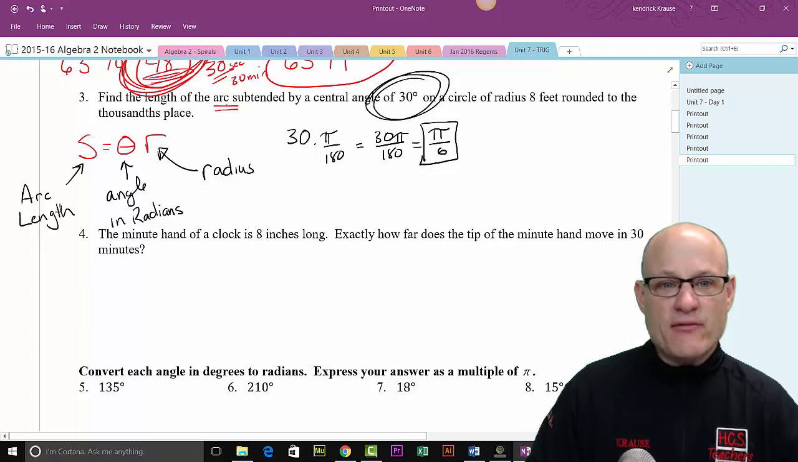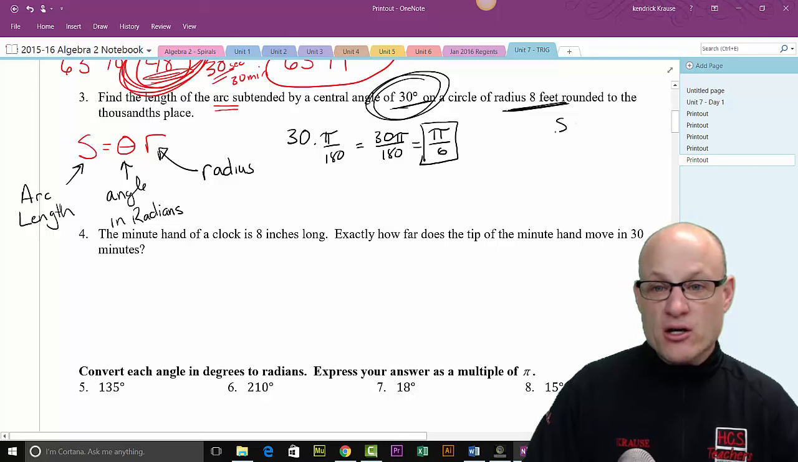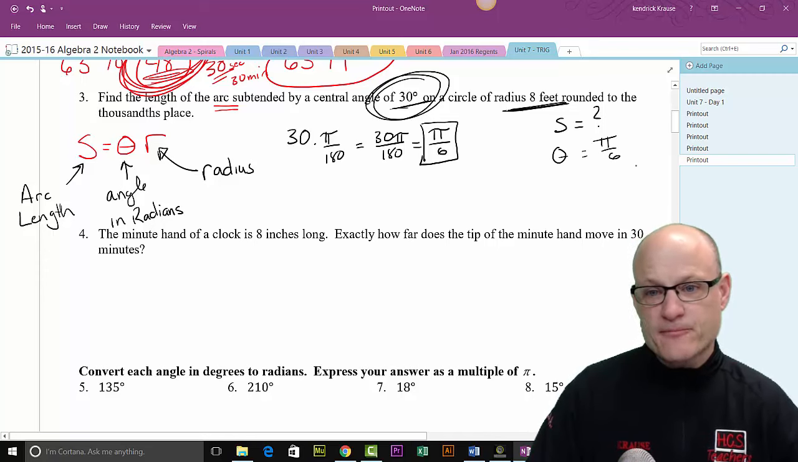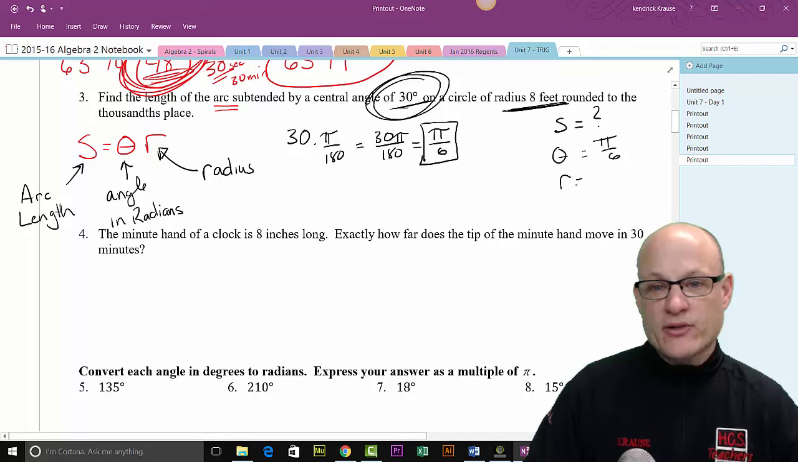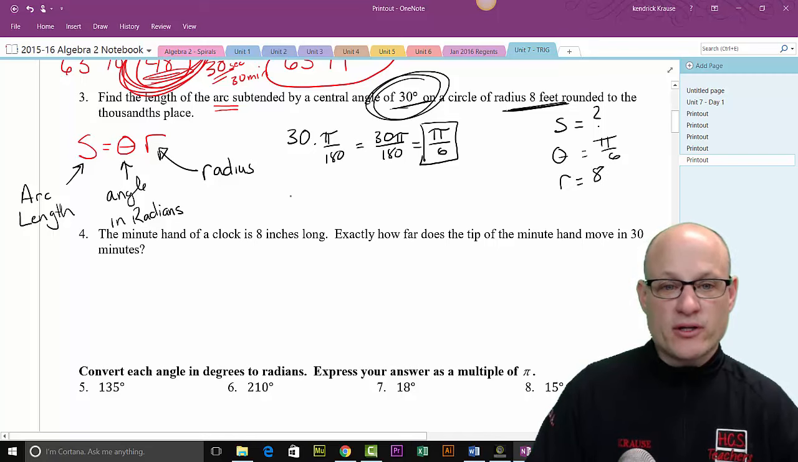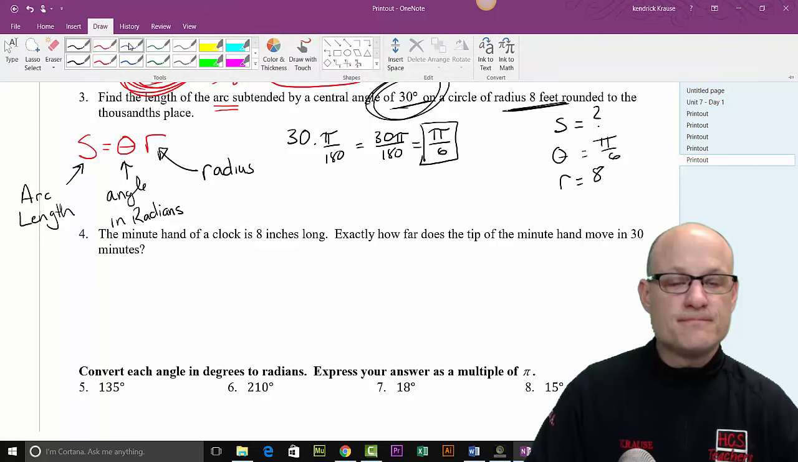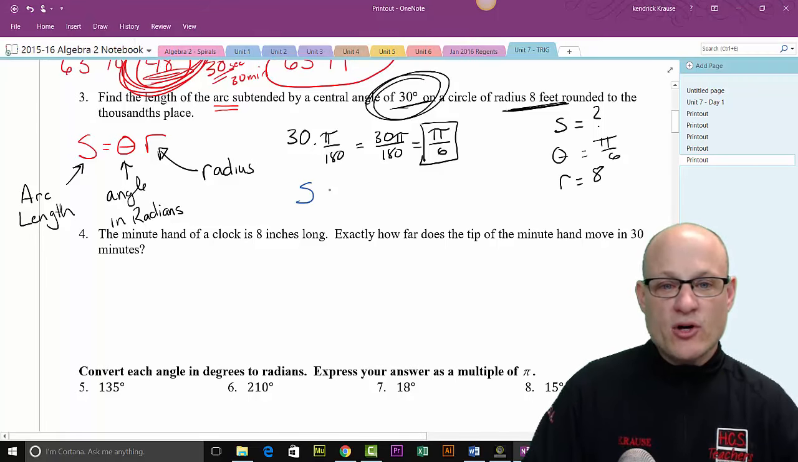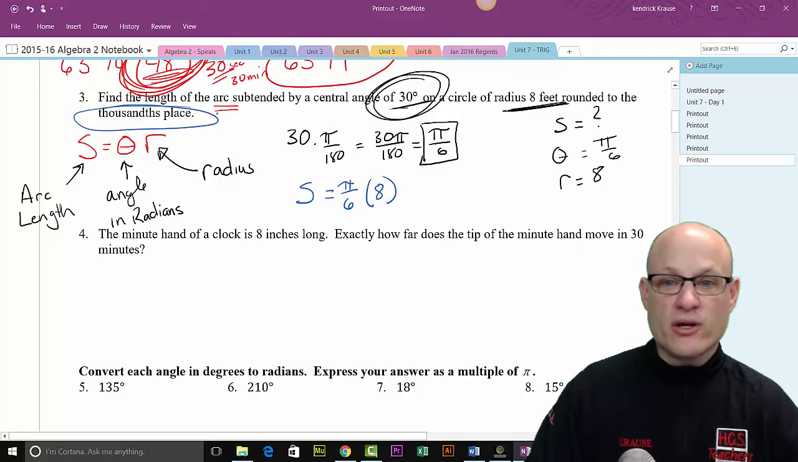Find the length of the arc subtended by a central angle of 30 degrees and a radius of 8 feet. So my arc length, I don't know. My angle is pi over 6 because I've already converted it, and my radius is 8. So I just come over here and I say, okay, S, which I don't know, is equal to pi over 6 times 8. Oh, and I need to round it to the thousandths place.